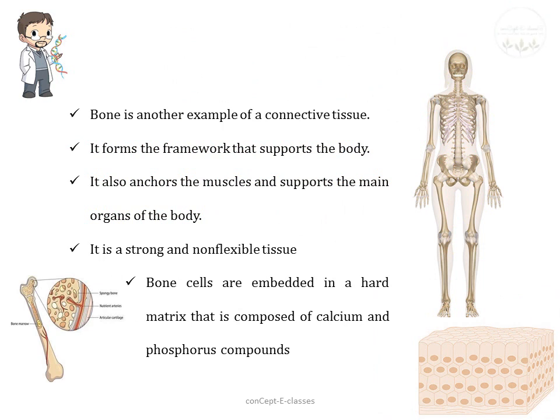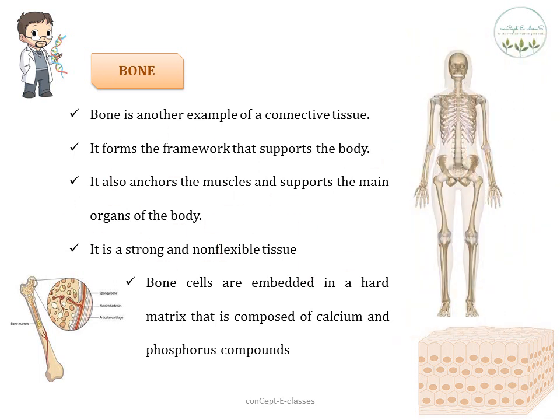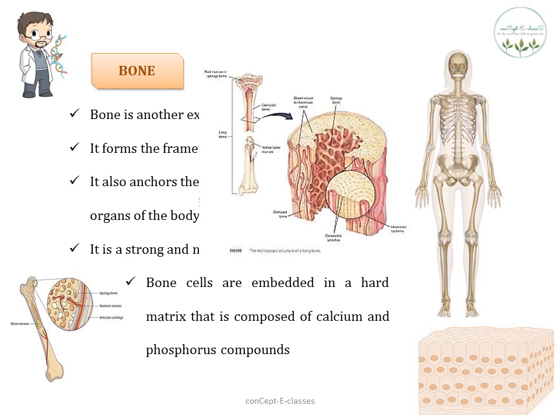Now the next connective tissue that we're going to study is bone. Bone is actually a skeletal tissue. That is, it forms the framework that supports the body. See, the whole body is made up of a skeleton, right? It also anchors the muscles and supports the main organs of the body. It is a strong and non-flexible tissue. The bone cells are also embedded in a very hard matrix. Here the matrix is very dense or rigid, made up of calcium and phosphorus compounds.